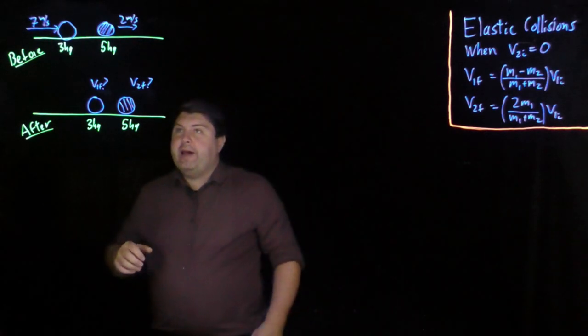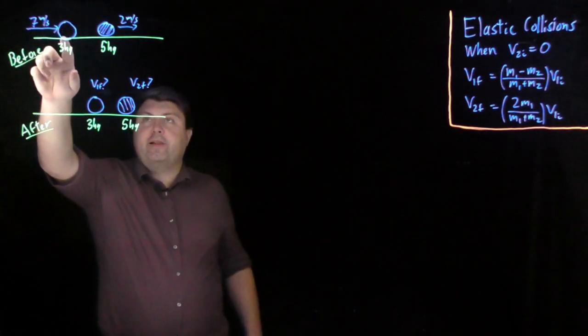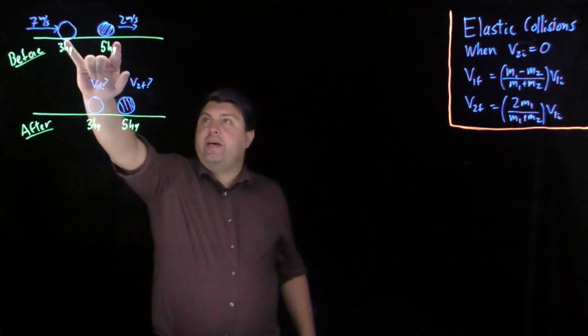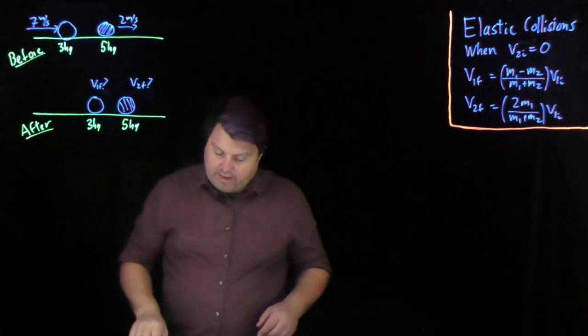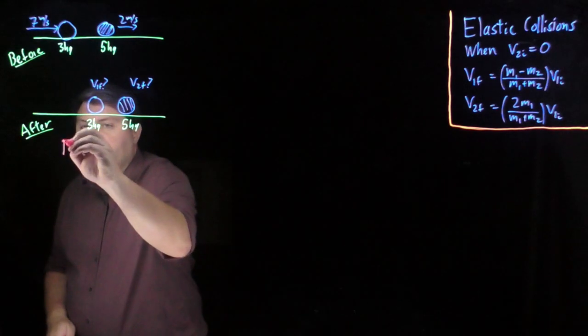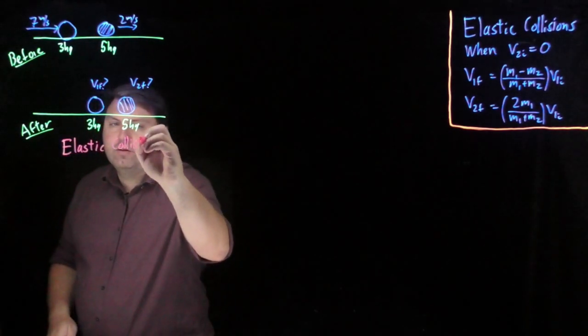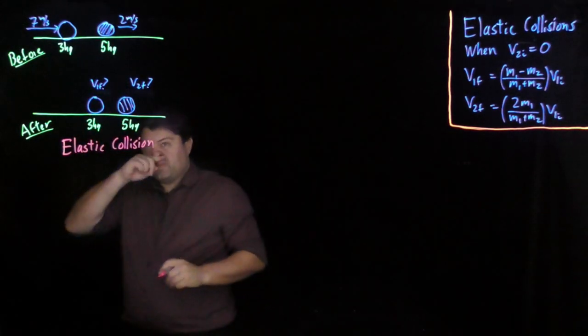Welcome. We have here a case of lawn bowling in which we have a 3 kilogram pilot ball hitting a 5 kilogram target ball. But in this case, both of them are moving in the same direction. And we're going to say they have an elastic collision. And we want to find the final velocities of these two.